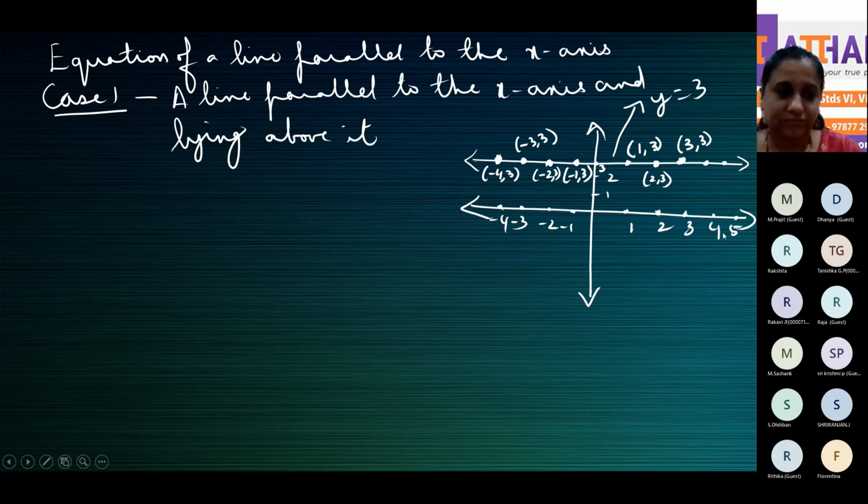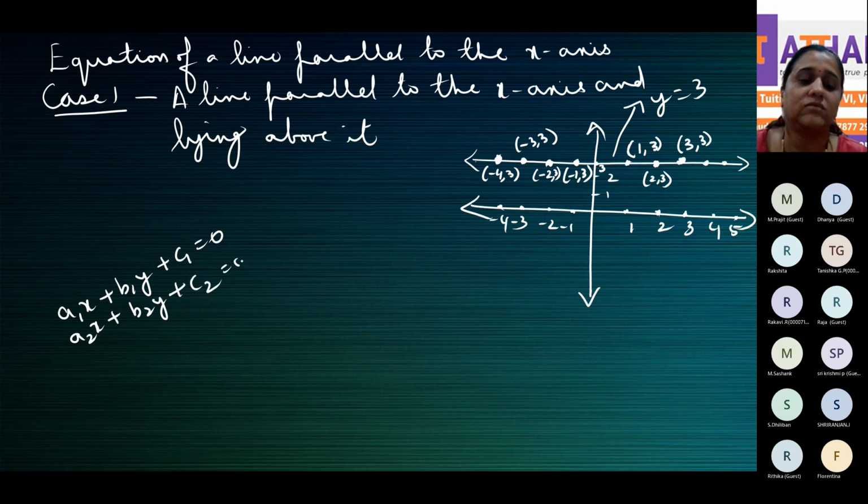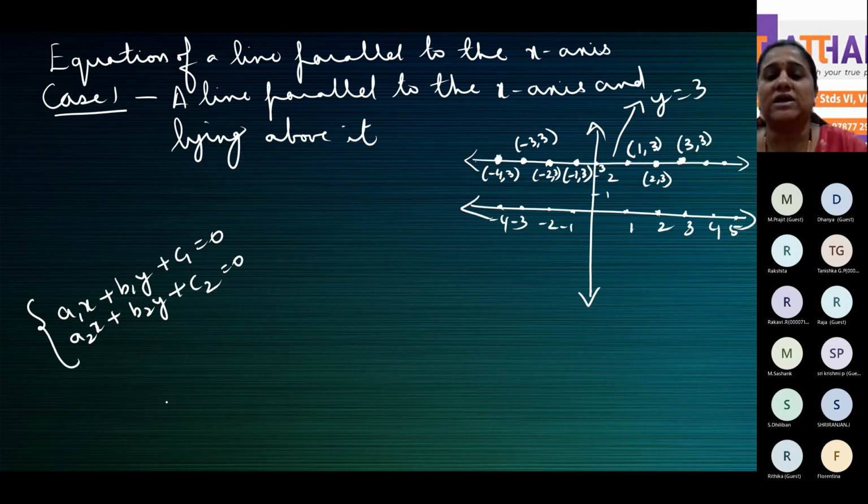A1X plus B1Y plus C1 is equal to 0. Next. A2X plus B2Y plus C2 is equal to 0. Very good. Very good. So this is the standard form.